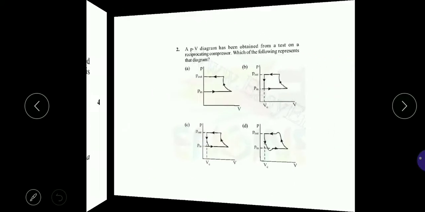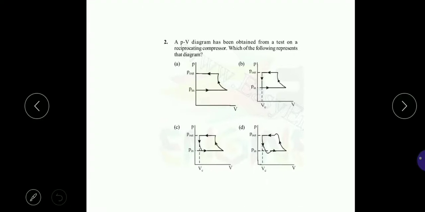So next, the PV diagram has been obtained from a test on a reciprocating compressor. Which of the following represents the diagram? Okay, so for a reciprocating compressor, at the initial suction your pressure will be minimum, and after compression the pressure will be maximum. So this is the diagram, so your D option will be correct.